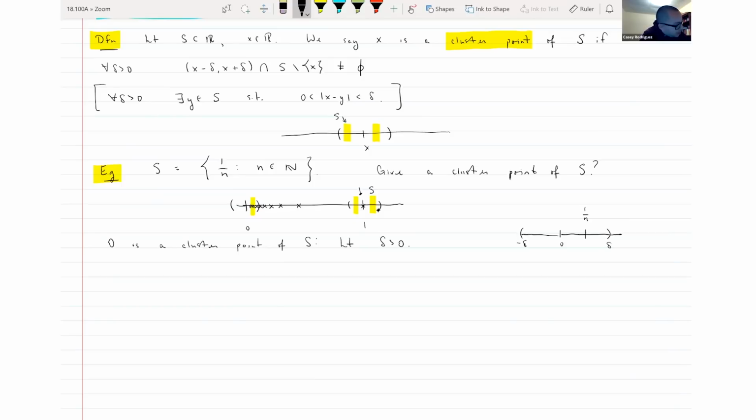So let delta be positive. Choose a natural number n so that 1 over n is less than delta, and it's certainly bigger than 0 since n is a natural number. Then 1 over n is in (0 minus delta, 0 plus delta) intersect S, take away 0.